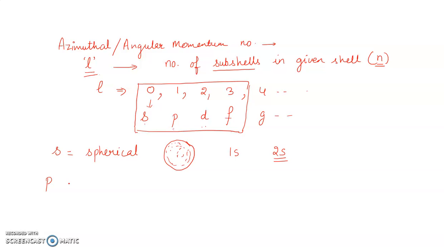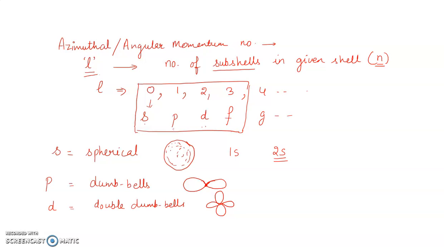And similarly P has a dumbbell shape. Dumbbells are used for weight lifting. So it is like this, one lobe and another lobe of the same size. Here they are just meeting at the intersection point. So two lobes are there, like dumbbells. And D consists of double dumbbells. The first one has a little bit different shape. So usually it consists of two dumbbells.